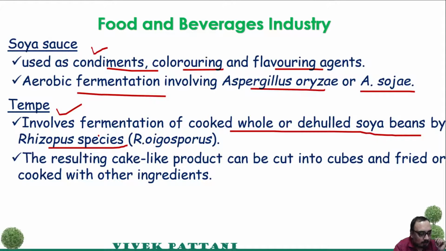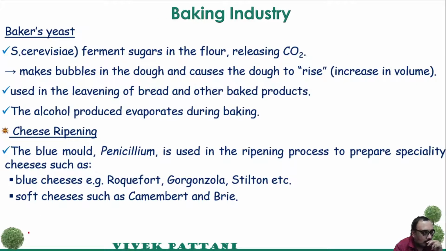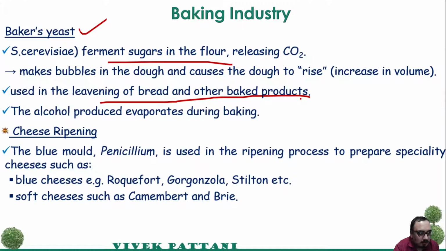which results in a cake-like product that can be cut into cubes and fried or even cooked with other ingredients. Now, as you all know, in the baking industry, again baker's yeast is used, which ferments sugars in the flour, releasing carbon dioxide and making bubbles in the dough, causing the dough to rise, and it is used even in the leavening of bread and other baked processes. Alcohol is also produced during this fermentation of bread, but it evaporates during the process of baking.